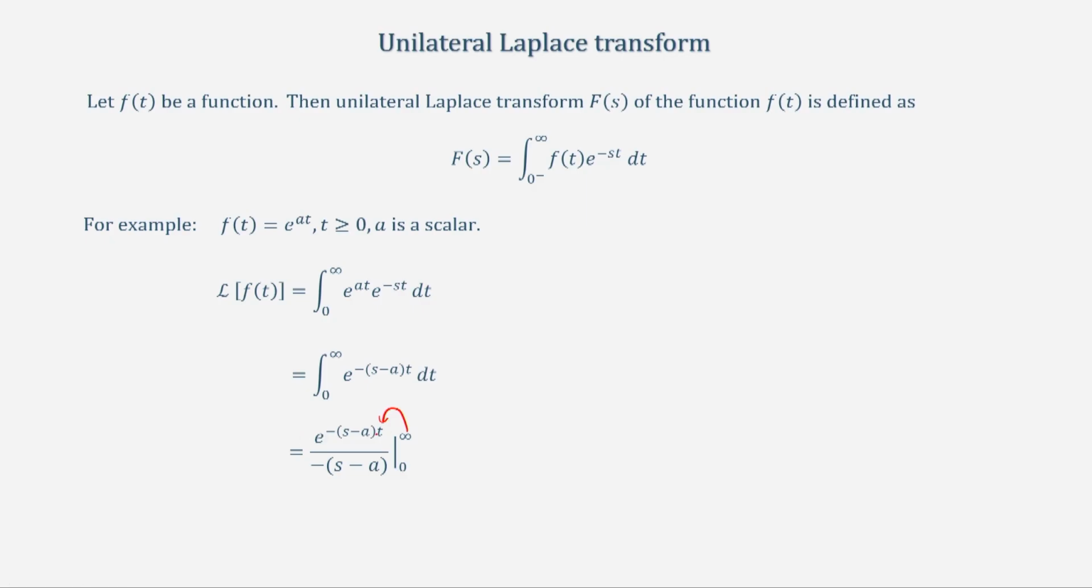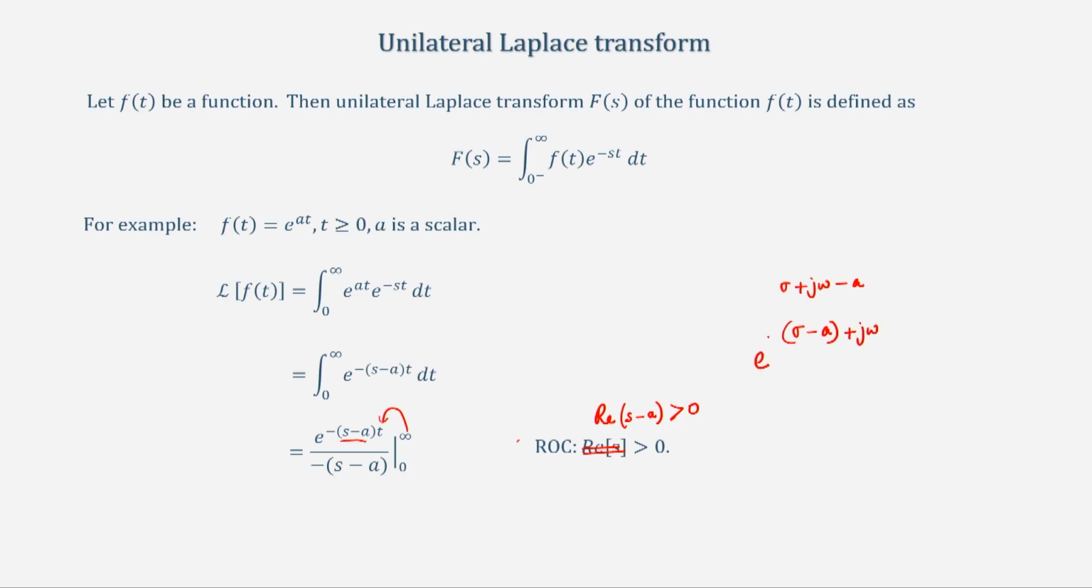So, that means the real part of s minus a should be greater than 0, right? Why? Because for this e to the power of minus (s minus a) t to go to zero, the exponent must be negative. s is sigma plus j omega, minus a. So we want sigma minus a plus j omega.